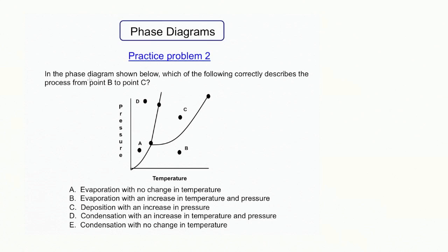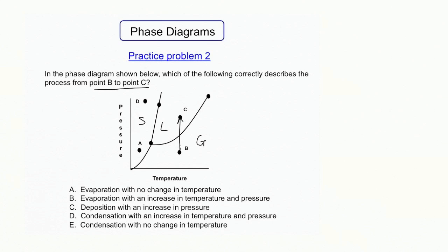The question is, in the phase diagram shown below, which of the following correctly describes the process from point B to point C? Now again, solid phase, liquid phase, and gas phase. If I don't label those phases for you, I expect you to know how to label them. Now you go from B to C.